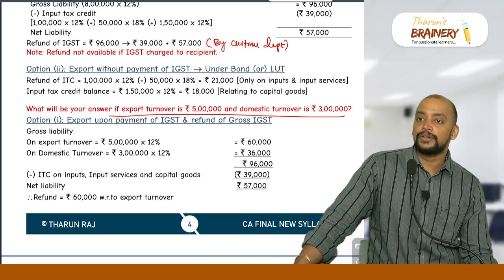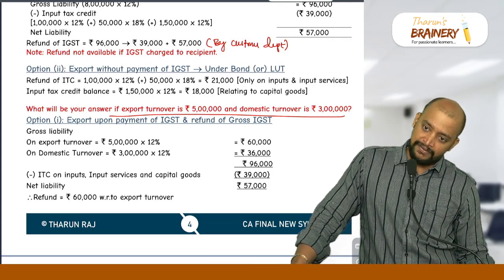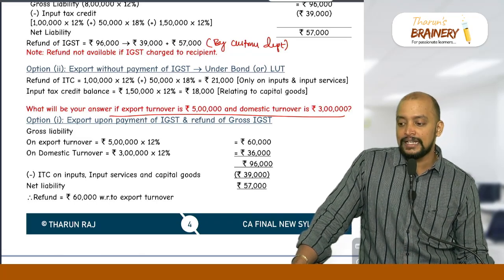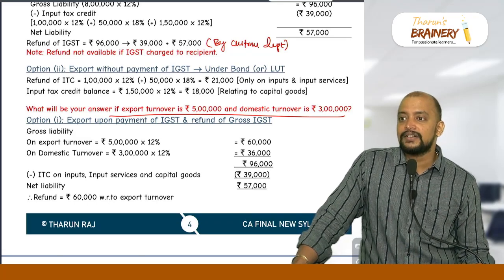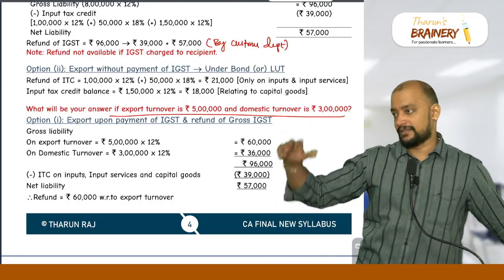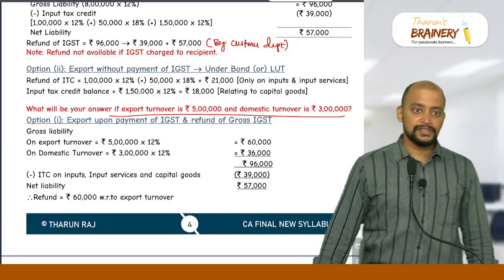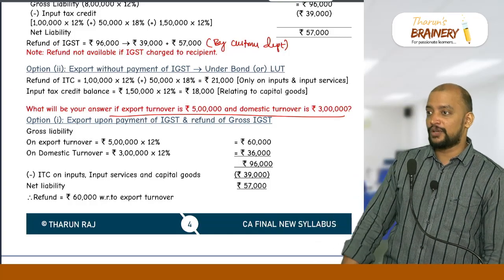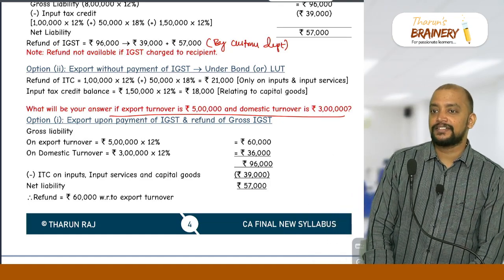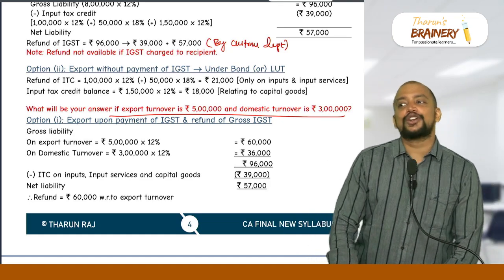21,000 into numerator 5, denominator 8, 5 lakhs, 8 lakhs, 13,125. But this is the maximum refund. Refund as per formula. This is refund as per formula. But how much is the balance that you have in the ITC? 3,000. So 3,000 only you will get.